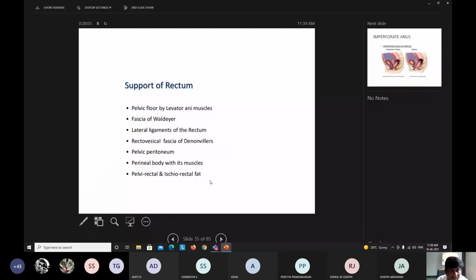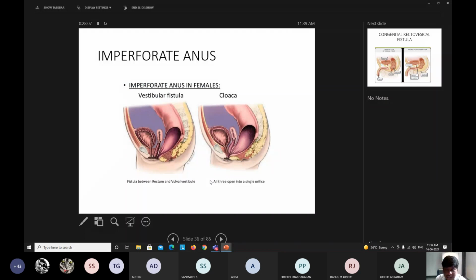So this is again repeated, the clinical importance of the rectum and the imperforate anus. In females usually what happens, the rectum and anal canal open separately. Here it is normal. Here they are joined with a single orifice. All three separate orifices join together to form a single orifice. That is called a cloacal anus.